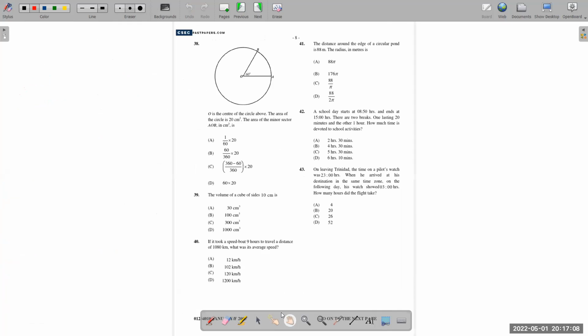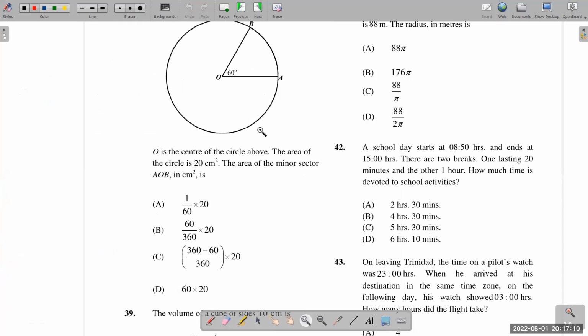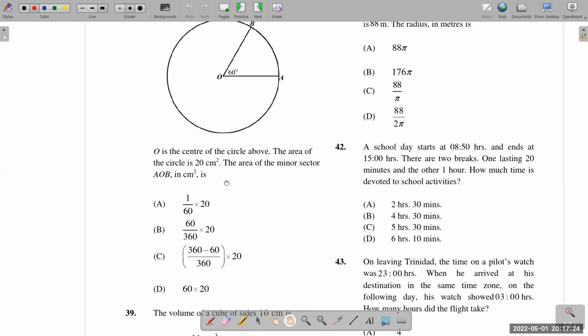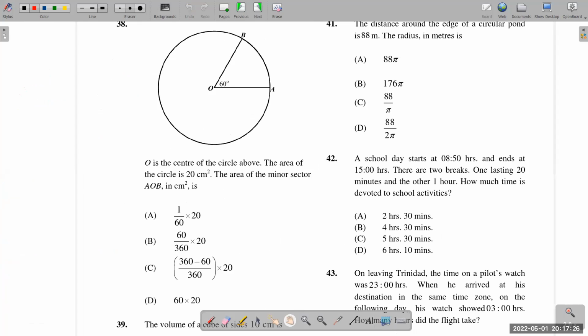Almost finished. We also did this question as well. This question speaks of the area of a circle being this amount. The area of the minor sector is easy. So it's 60. Which one would you pick? A and B?